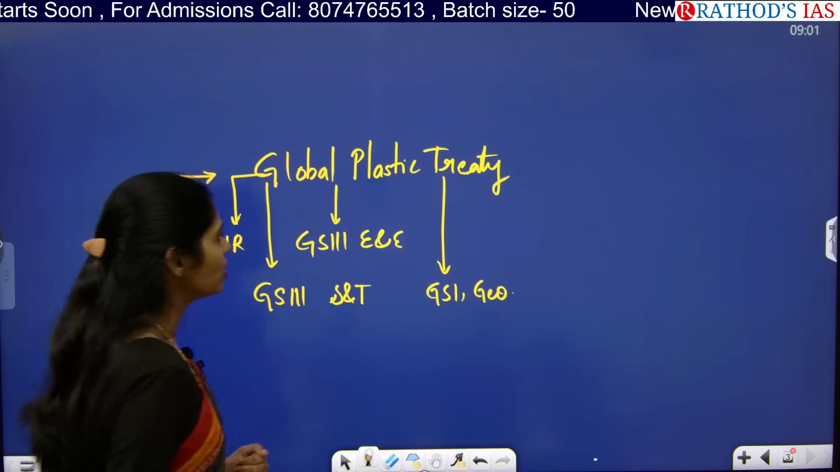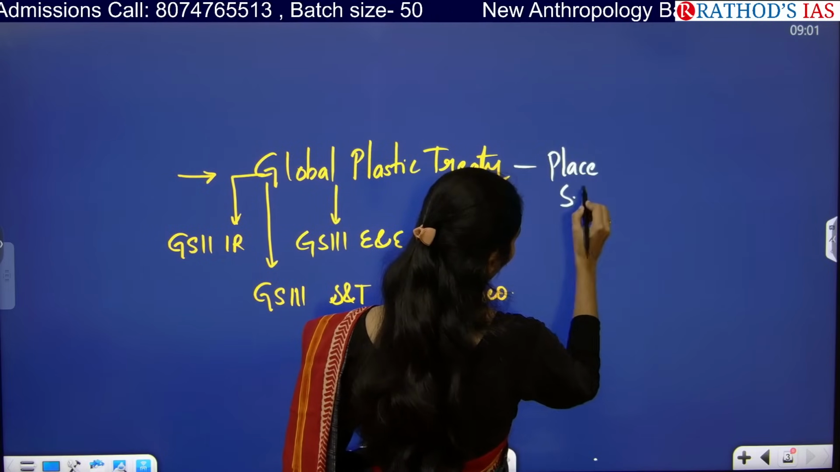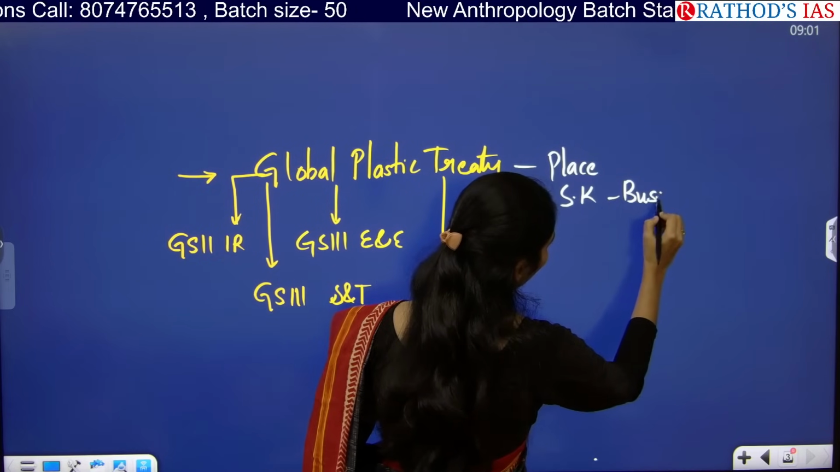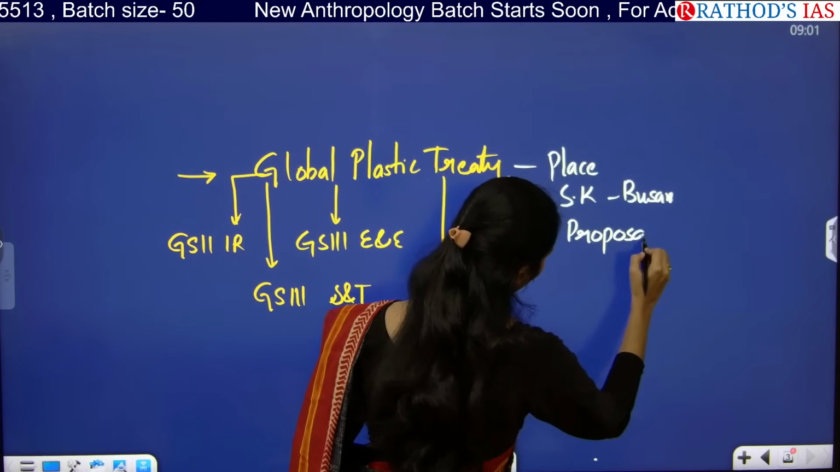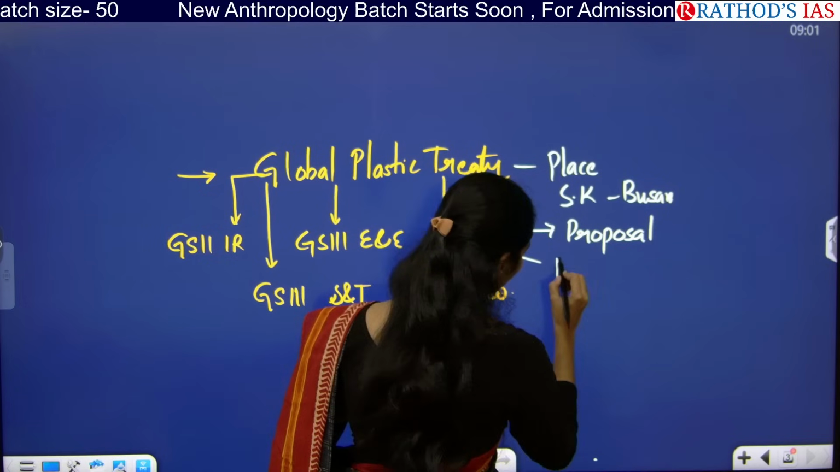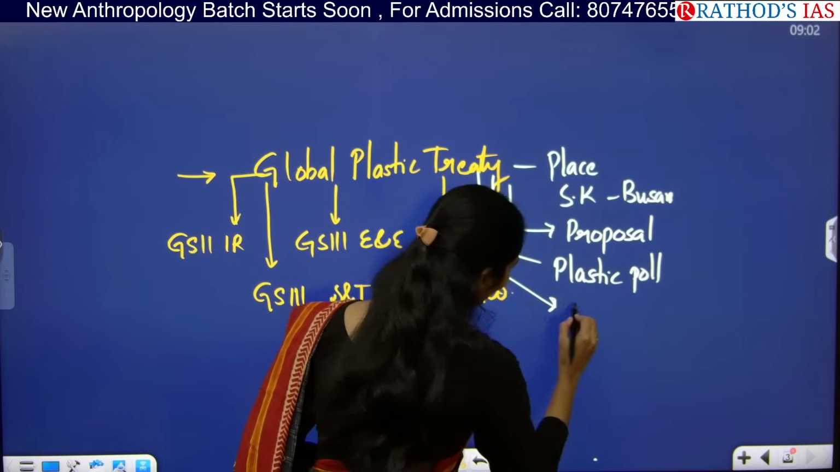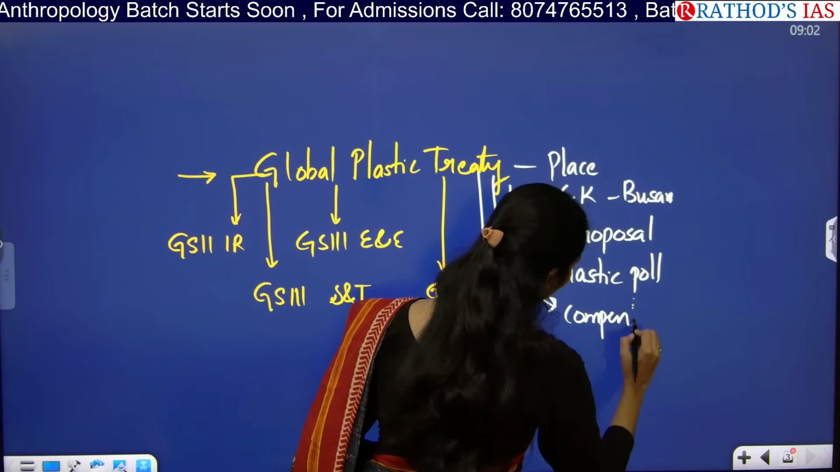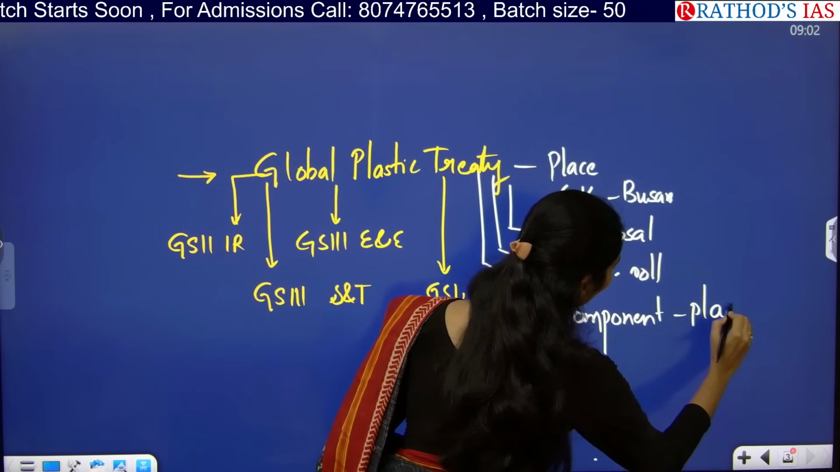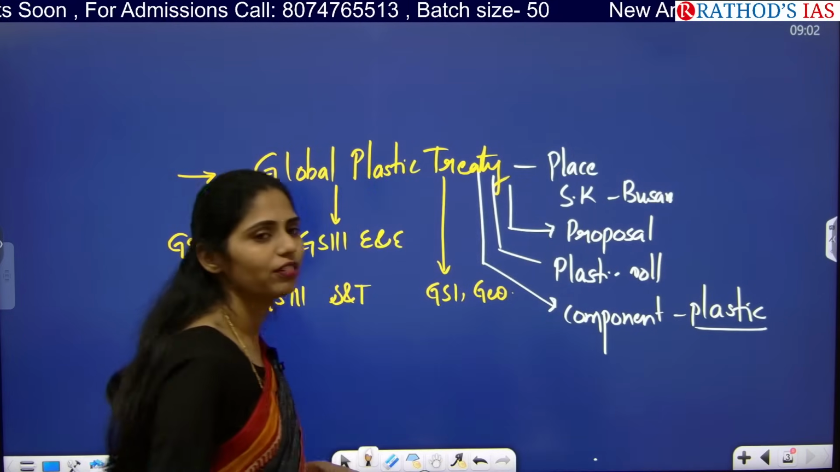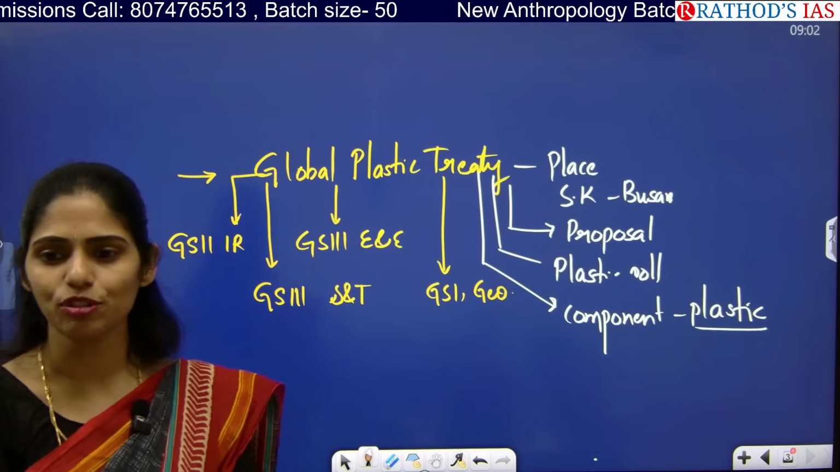Okay, so what are the dimensions you have to see? You have to see about place, that is South Korea in Busan, and you have to see about what are the proposals under this treaty, and next you have to see about plastic pollution. So before seeing this plastic pollution, you have to see about the components that we will be using for production of plastic. So tell me, do you know any examples of ingredients that we will be using for production of this plastic? Do you know at least the types of plastics?